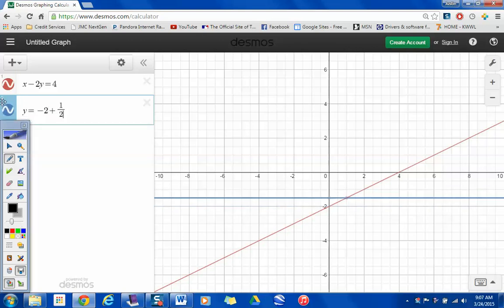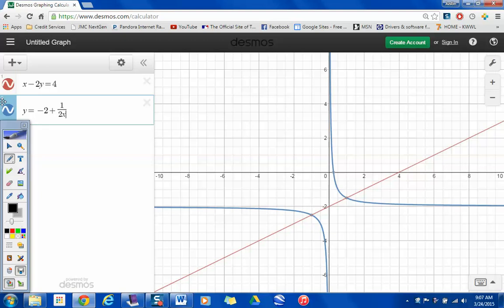Nice thing I like about this Desmos calculator is it puts fractions in here. However, you've got to be careful not to put the x in the denominator. Look at that hyperbola you get. We aren't talking about hyperbolas yet, are we? We don't want hyperbolas. You see something like that, you should be like, oh, and freaking out.